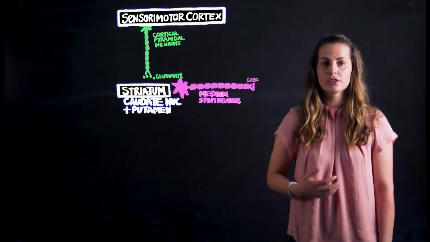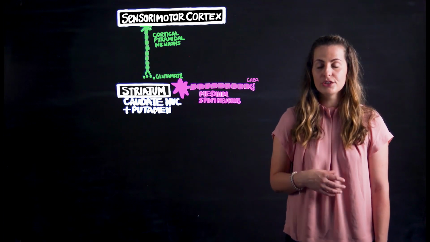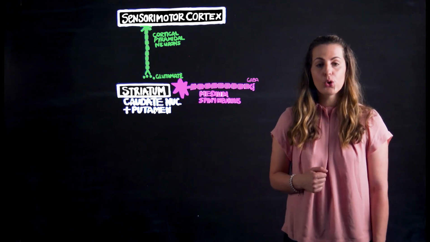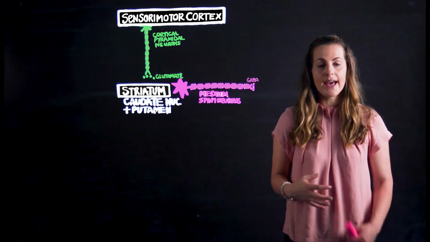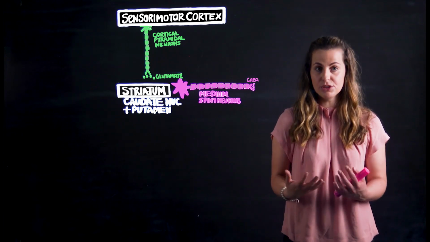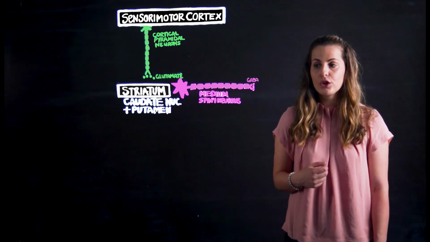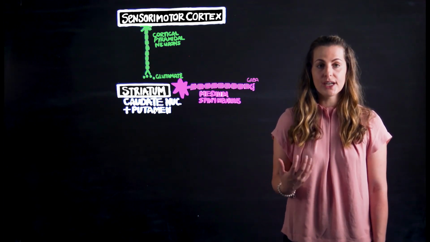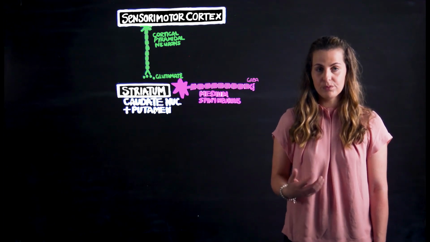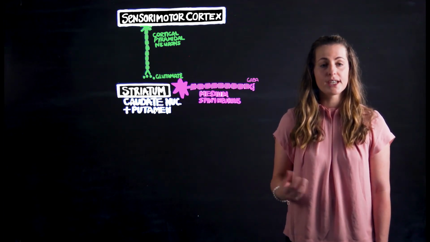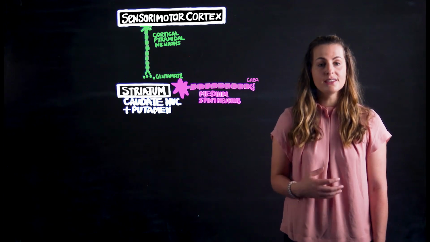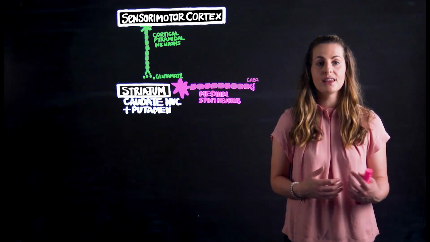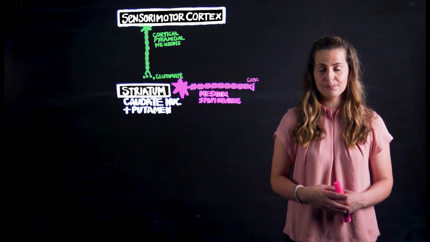The projecting neurons located within the striatum are considered to be inhibitory neurons, meaning that they will release GABA. These are called our medium spiny neurons, and our medium spiny neurons can then be subdivided into two categories. Those that project to the globus pallidus internal, and those that project to the globus pallidus external. If our medium spiny neurons project to the globus pallidus internal, these are then involved in the direct pathway, and if they project to the external component, these are involved in the indirect pathway.